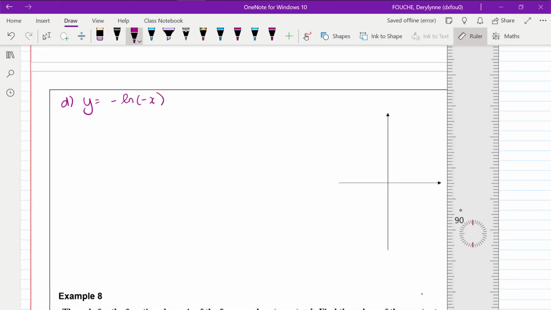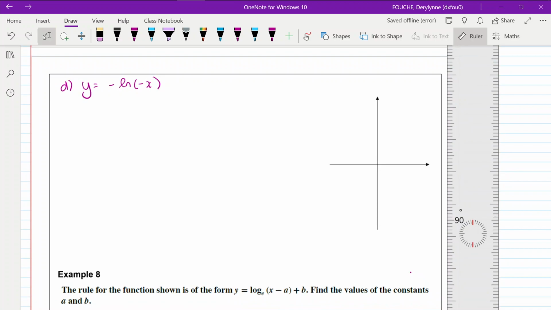Alright, let's have a look at this one. This is a bit more interesting because my A value is negative and my B value is negative. So that means it is reflected about my X and my Y axes. Now, I know that a positive log graph looks like that. That means that one that is reflected about my X-axis looks like that. And that one reflected then about my Y-axis is going to look like that.